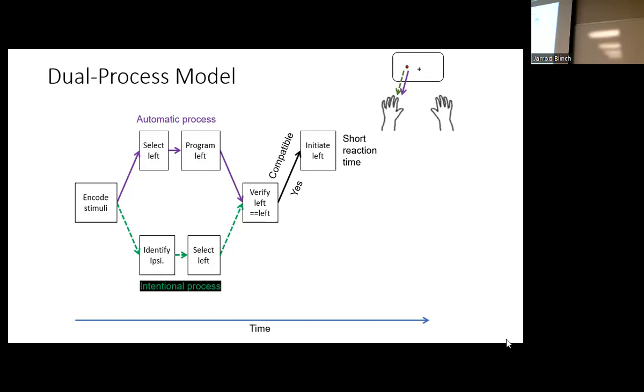Now let's meet up. Automatic wants to select left, so I'm trying to show that with the purple arrow. Intentional, dashed green arrow here, also wants to do left. Great, we want to do the same thing. So let's go ahead, and the automatic process already programmed that response, so we can just go ahead and initiate it. So with the dual process model, when we have a compatible response, we see this short pathway through. They both want to do the same thing, and they go ahead and they do it. Any questions about that one?